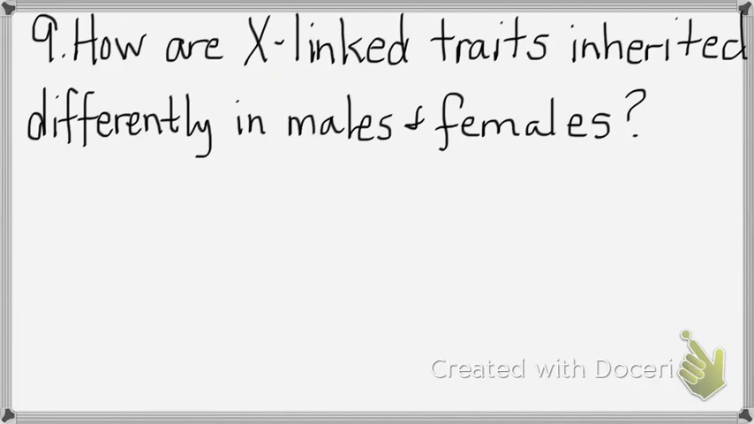So thinking about X-linked traits. Remember that X-linked traits, this is question number 9, are traits on the X chromosome, like color blindness, or like hemophilia, where your blood wouldn't clot. It says number 9, how are X-linked traits inherited differently, males versus females? Females carry, males show. Excellent. So I want to put that females are carriers, and then males show the disorder.